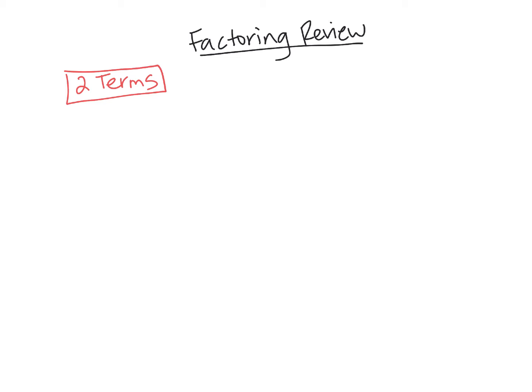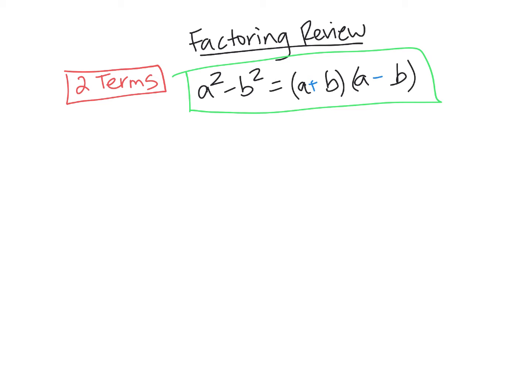Okay, so difference of squares has the basic format a squared minus b squared. So I have two perfect squares with a minus in the middle. And I can factor that as a parenthesis, square root of the first, square root of the second, one positive, one negative. So a squared minus b squared, I can factor as a plus b times a minus b. Okay, so this is when we have perfect squares, two terms and squares.